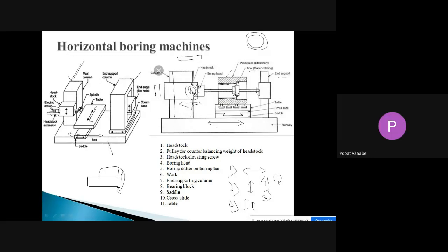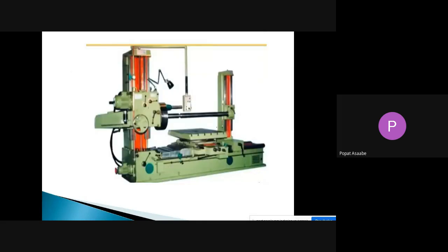Now we will discuss the actual horizontal boring machine. This is the bed. On that bed, the saddle is provided. On that saddle is the cross slide, and on that cross slide is the table. On that table, T-slots are also provided for clamping purposes.